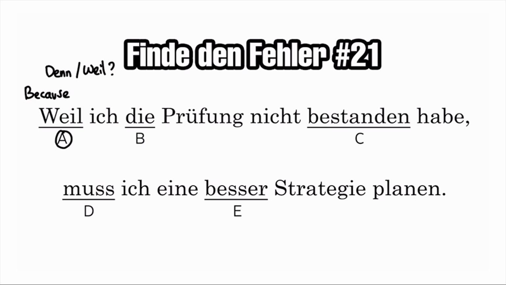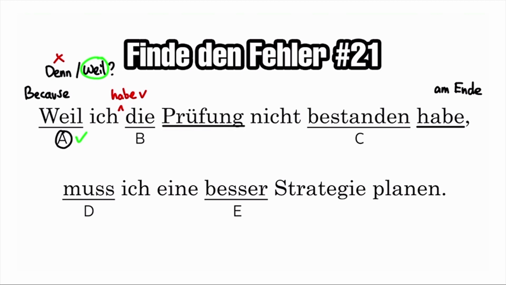So which one should we choose? Well, it depends on the position of the verb. The verb of the first part of the sentence is habe, and habe is placed at the end of the sentence. Hence, we have to choose weil as our conjunction. Denn cannot be used in a sentence like this. You can still use denn if the verb is in the second position. So if habe is here, then it's okay to use denn. So option A is correct.